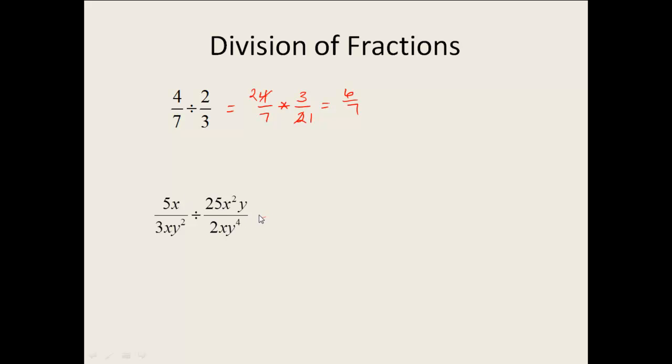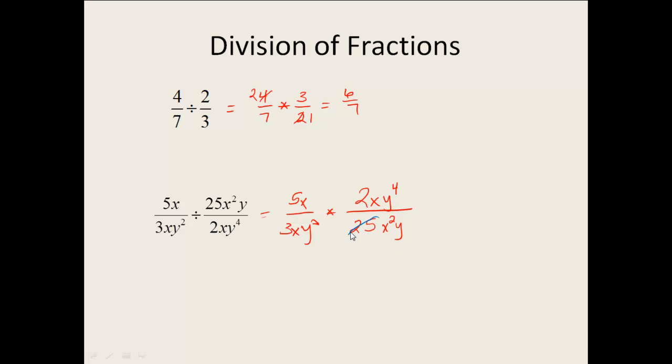So I am going to keep my first fraction just like it is, and I am going to take the reciprocal of my second fraction and change my sign to multiply. So that 2xy to the fourth now comes to the top, and the 25x squared y goes to the bottom. I'm going to go ahead and reduce before I start to multiply these.